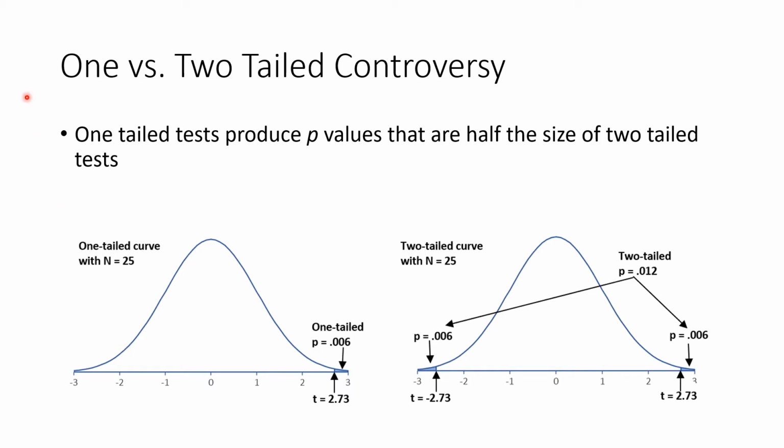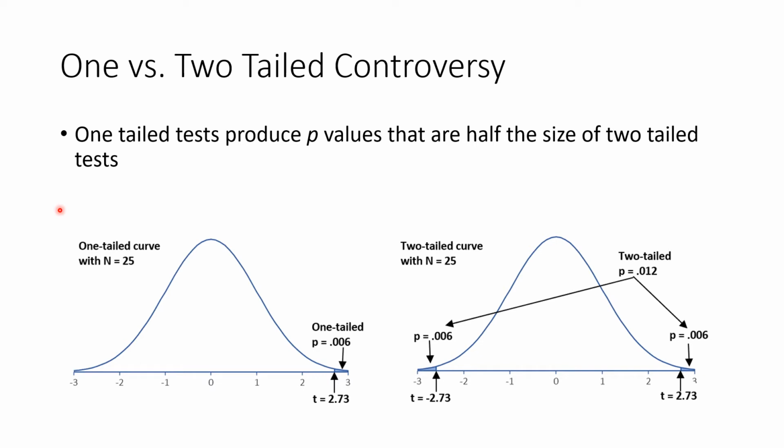Now, before we jump to the next stage, we need to talk about whether you should use a one- or two-tailed test. There are some differences of opinion on this, but generally, well, always, a one-tailed p-value is going to be smaller than a two-tailed p-value. The two graphs will tell you the difference.